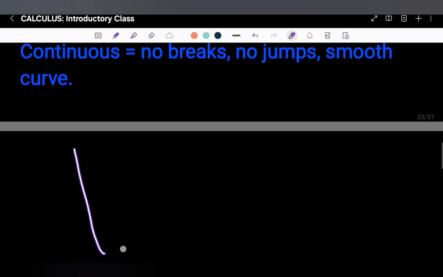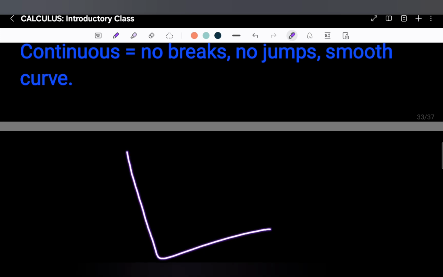These concepts are for your introductory class. I hope you got it. In the next class, we will start it properly with formulas and derivation.